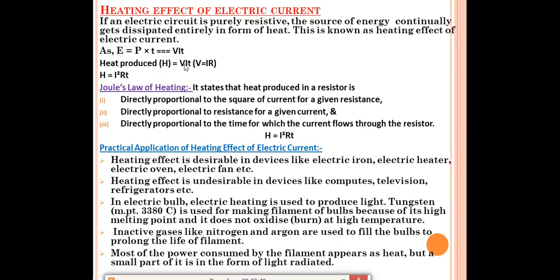Again, we'll replace this V with IR, then we can write H equals I square RT. This is the formula for heating effect of electric current. H is equal to I square into RT. Now, we'll read about Joule's law of heating. This is a very important topic, okay?